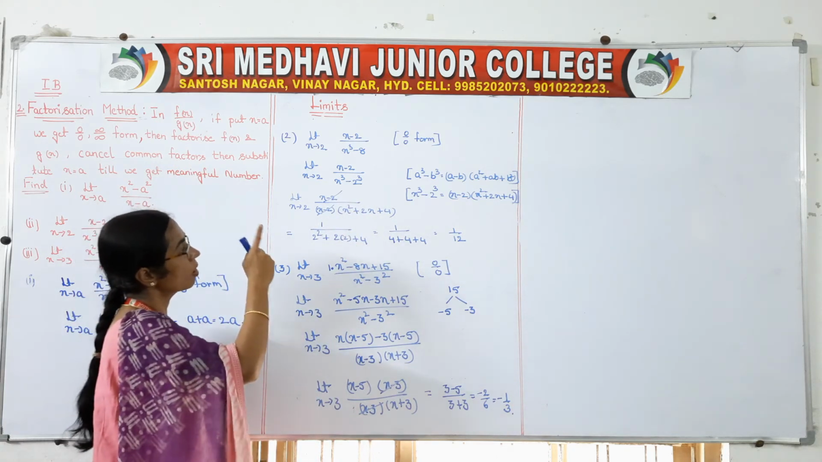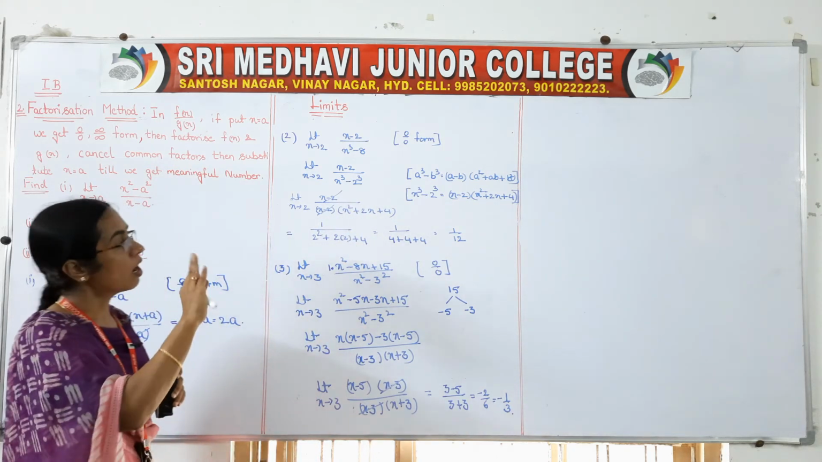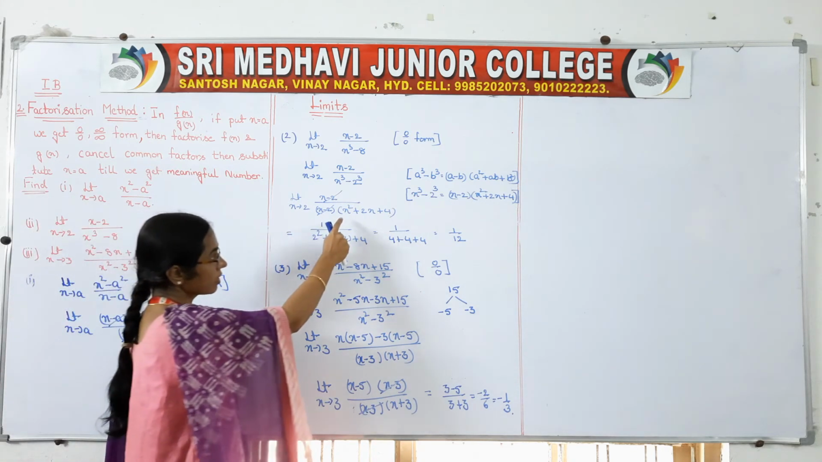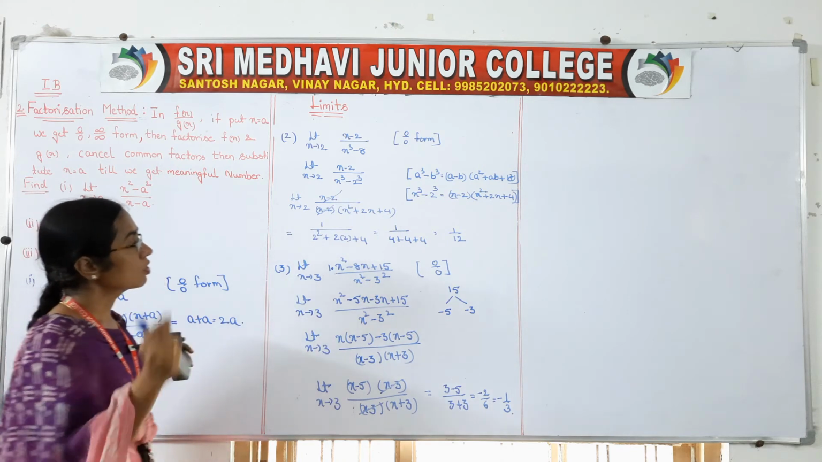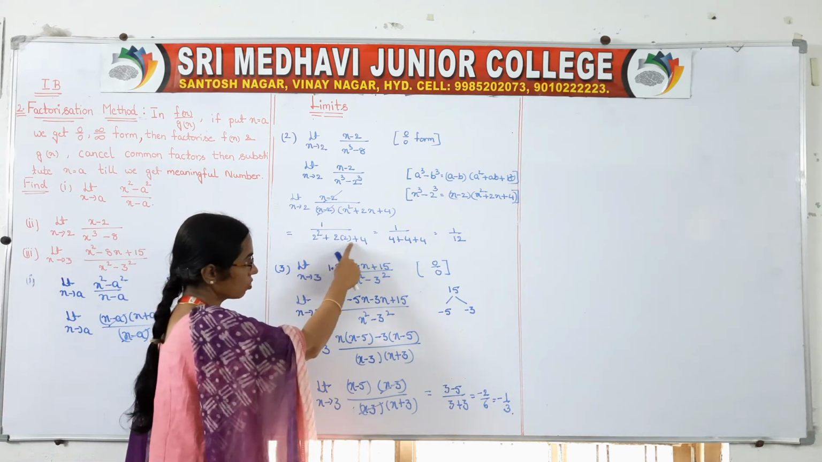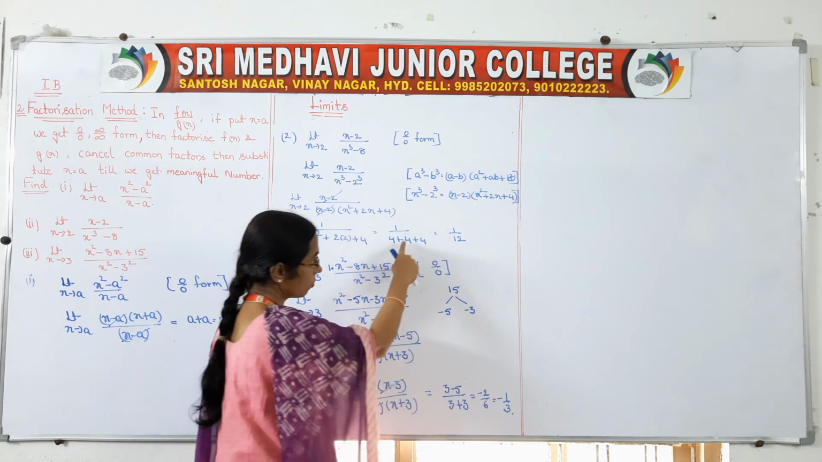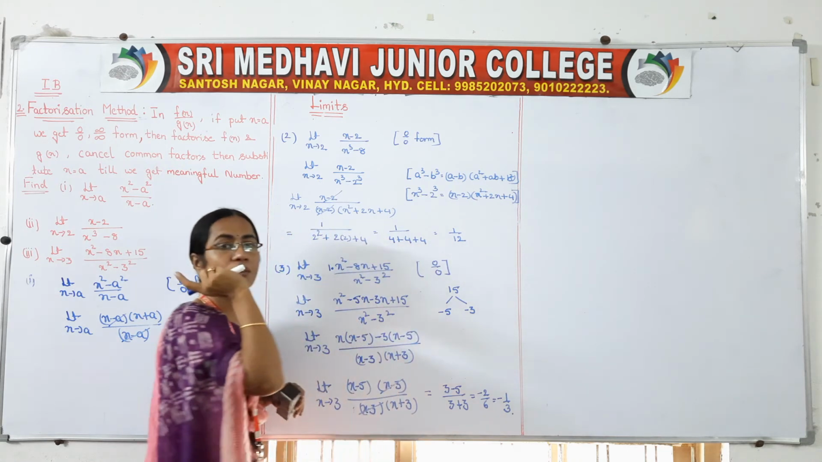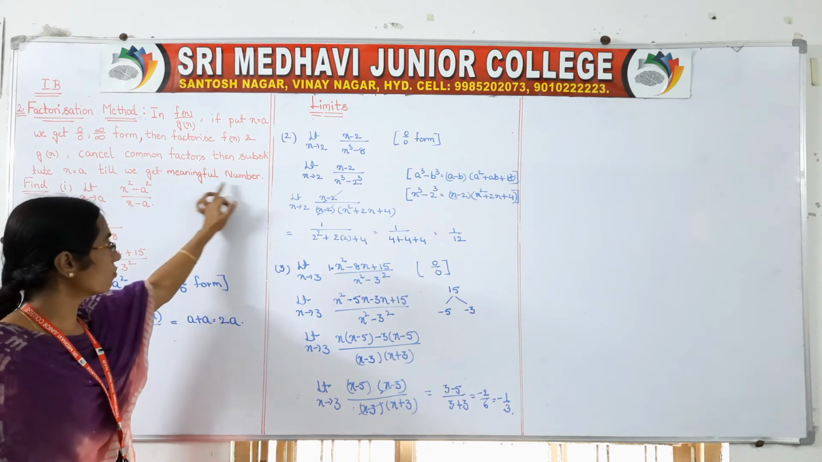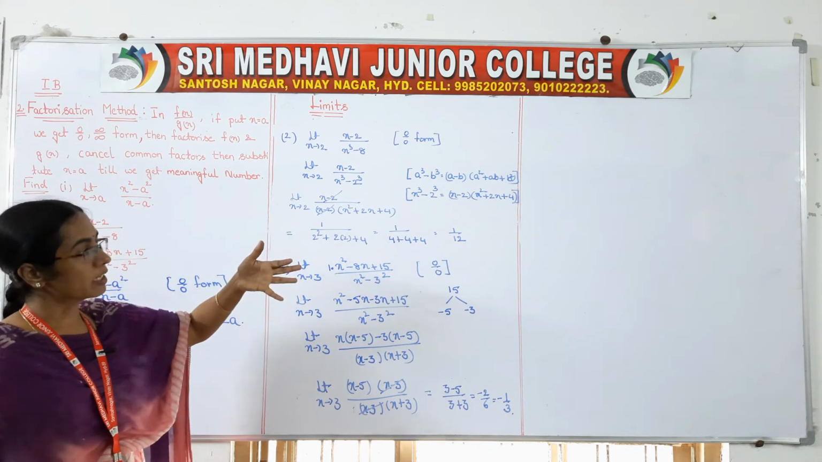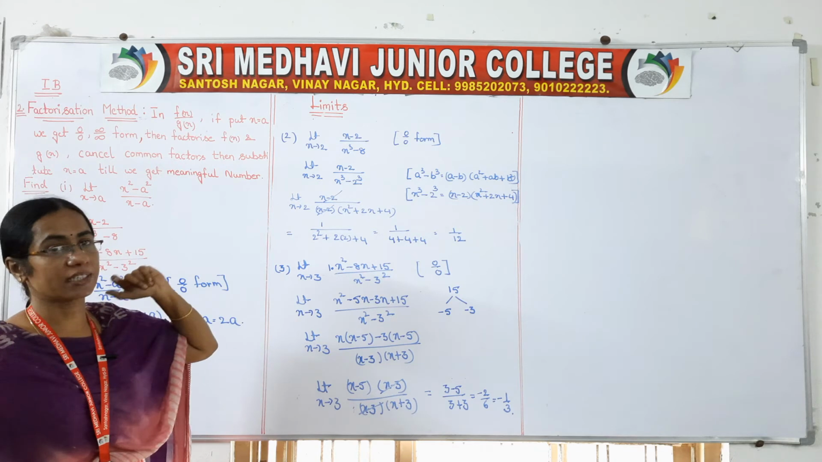So the common factor x minus 2 should be cancelled. After the cancellation, in the x place, you just substitute the x value. So we substituted 2 square plus 2 into 2 plus 4. So 4 plus 4 plus 4, that is 12. 1 by 12 is the answer. We will get some meaningful number. Till we get a meaningful number, we have to factorize.